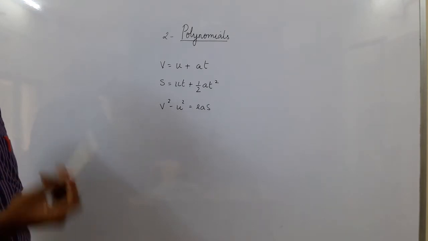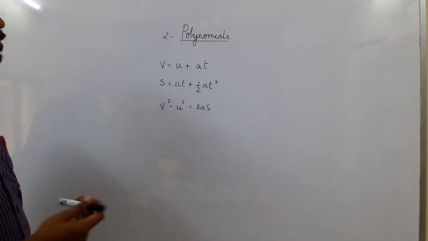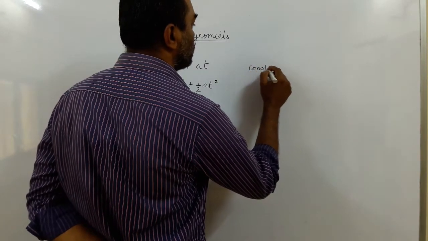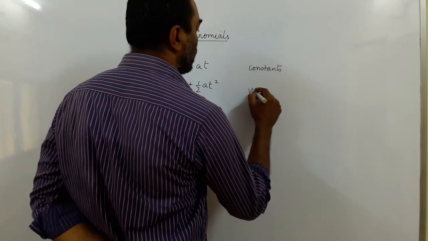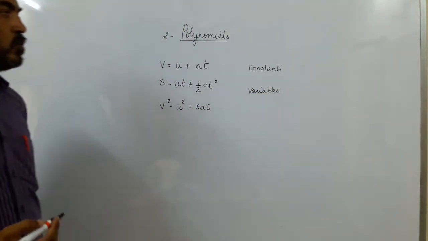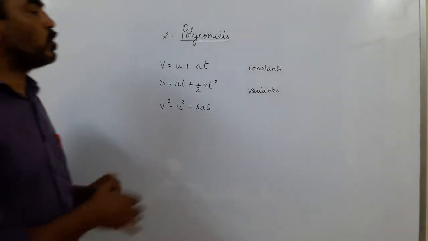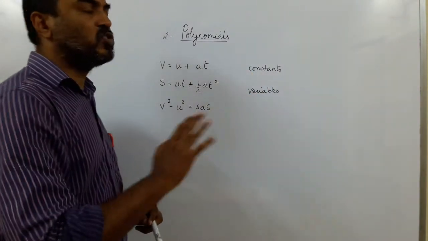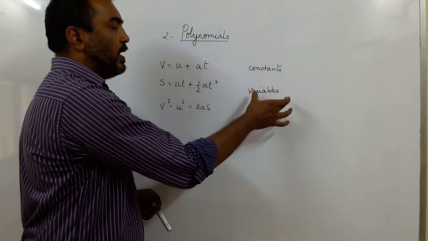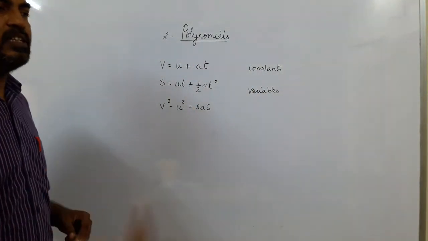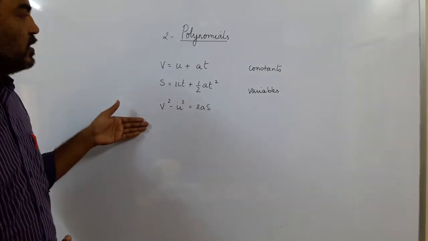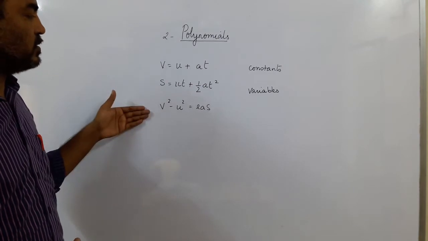Now what are variables and what are constants? You have to understand every polynomial has constants and variables. Like the word tells you, a constant is something which does not change at all. It remains as it is. And a variable is something which will change, which keeps on changing.